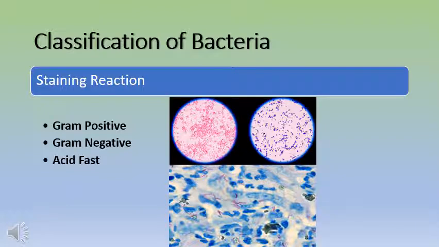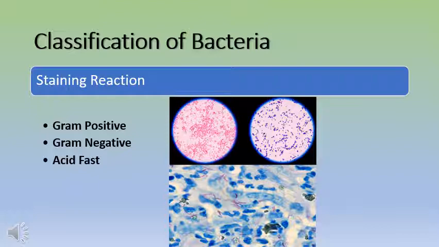So another thing is classification of bacteria: we can classify bacteria on the basis of their staining reaction. First of all, gram positive bacteria, secondly gram negative bacteria, third, acid fast bacteria. Actually, in our microbiology laboratories, there are two types of stains commonly used. First one is gram stain, and the second one is ZN stain, Ziehl-Neelsen stain. So let's talk about the first two, gram positive and gram negative.